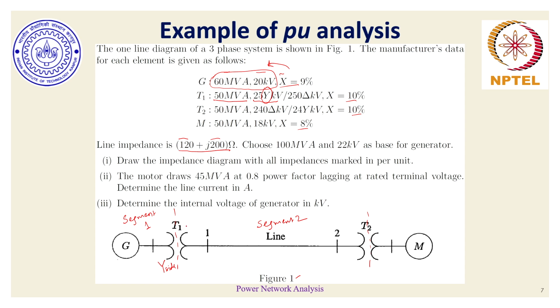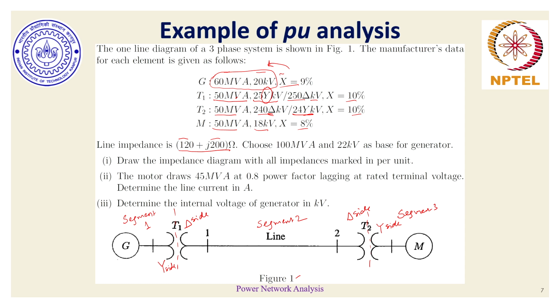It also consists of the delta side of transformer T1, which is rated at 50 MVA and 250 kilovolt line to line RMS, and it also consists of the delta side of transformer T2 as given in the nameplate specification here, which is rated at 240 kV with power as 50 MVA. And lastly, segment 3 consists of this motor, which is 50 MVA at 18 kV line to line RMS, and it also consists of the star side winding of transformer T2, which is rated at 24 kV line to line.